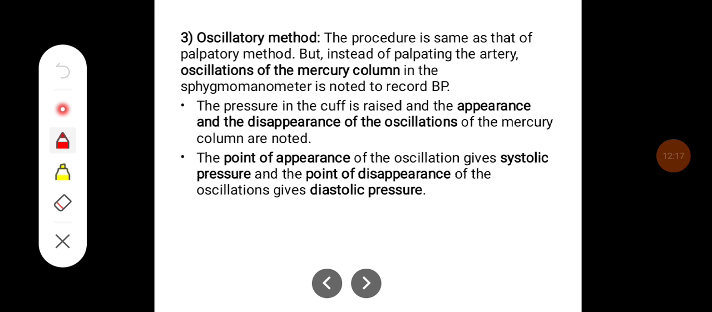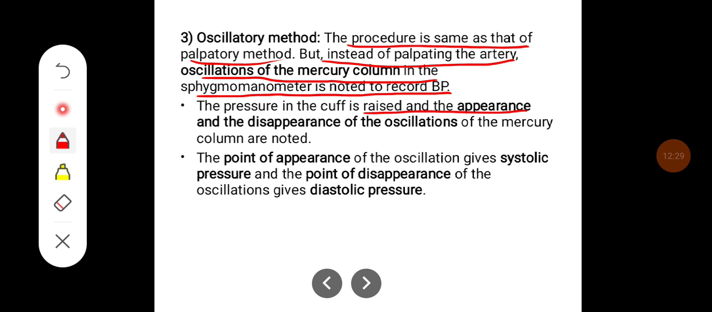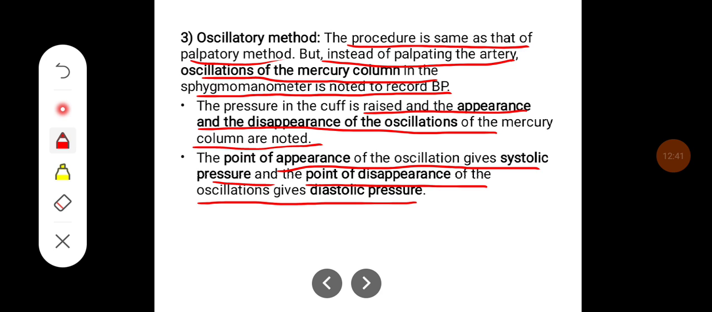Oscillatory method: the procedure is the same as that of the palpatory method, but instead of palpating the artery, oscillations of the mercury column in the sphygmomanometer are noted to record the blood pressure. The pressure in the cuff is raised, and appearance and disappearance of the oscillations of the mercury column are noted. The point of appearance of oscillation gives the systolic pressure, and the point of disappearance of the oscillation gives the diastolic blood pressure.